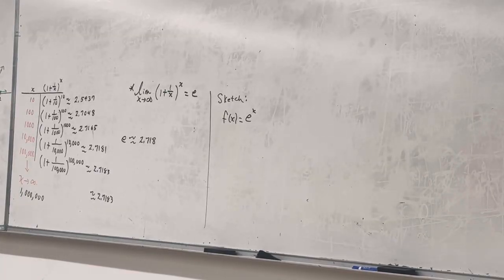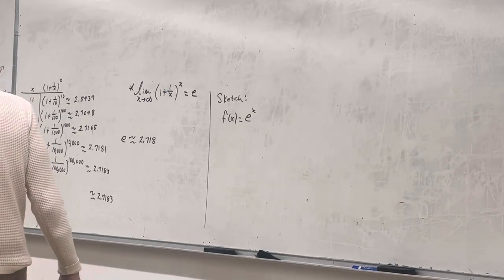And use the base. By the way, the restriction on the base was a must be greater than 0, and don't let a be 1. But e certainly meets those conditions. Now what would that look like as a graph?